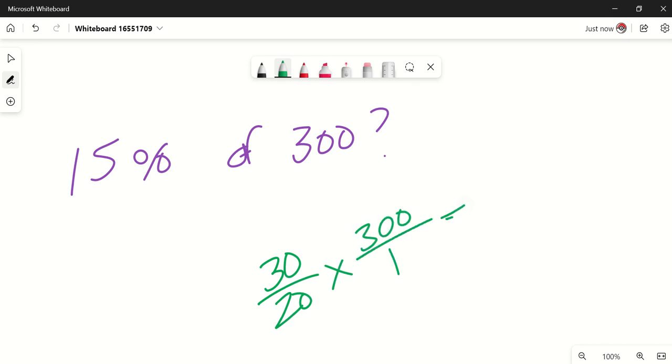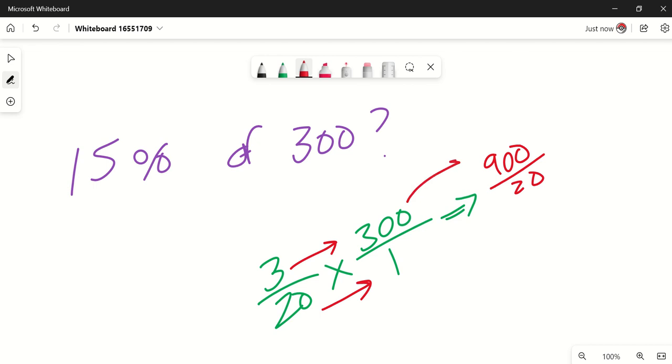I would then get, 3 over 20. I would get 6. Oh, no, I wouldn't. I messed up. I would get 900 divided by 20, as I multiply straight across. 3 times 300 would be 900. 20 times 1 would be 20.